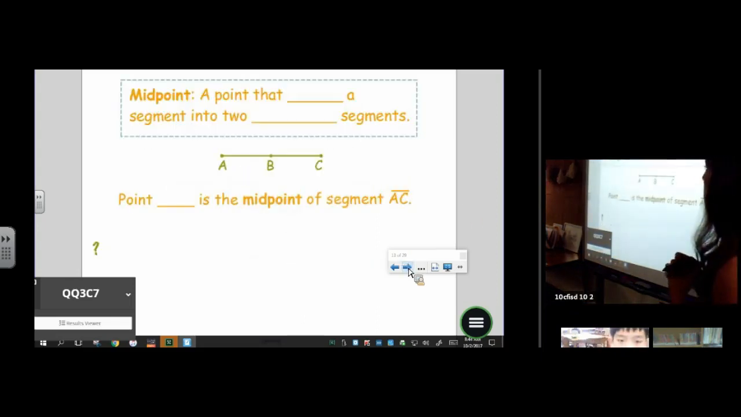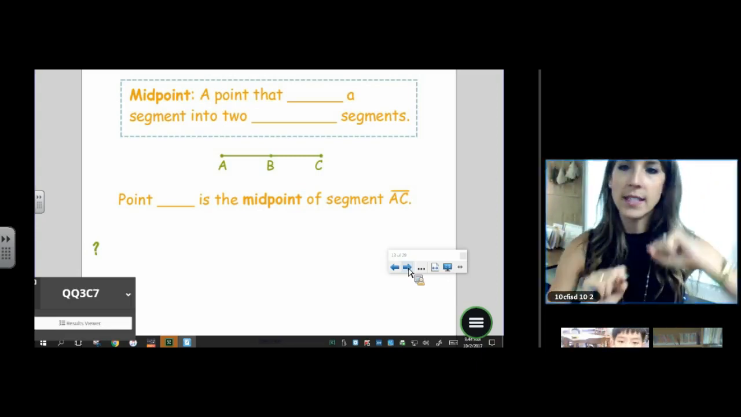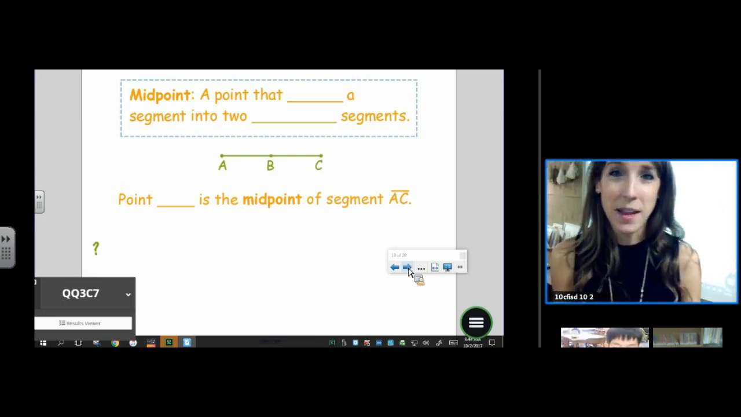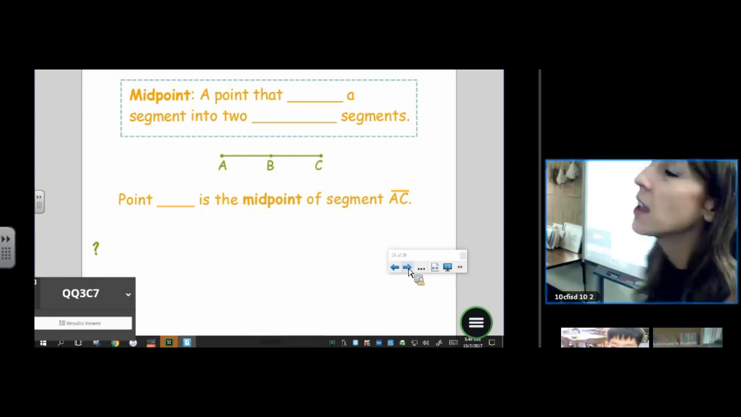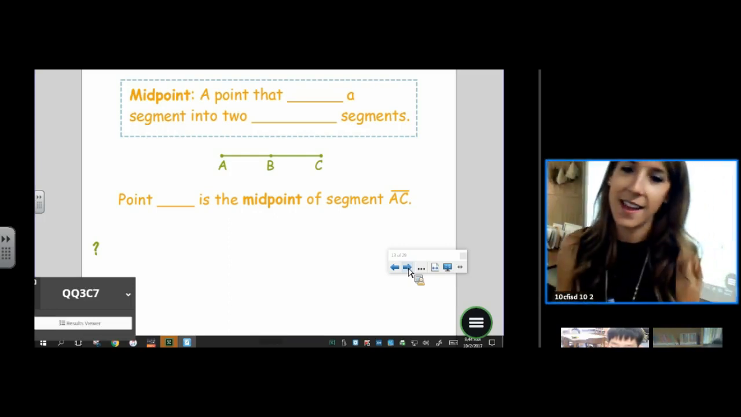Let's skip that. The second part of the lesson, remember, is segment addition and midpoint. The second part of the lesson is midpoint. We totally went over this definition last week, but hey, it doesn't hurt to get it again. A midpoint is a point that blanks a segment into two blank segments.